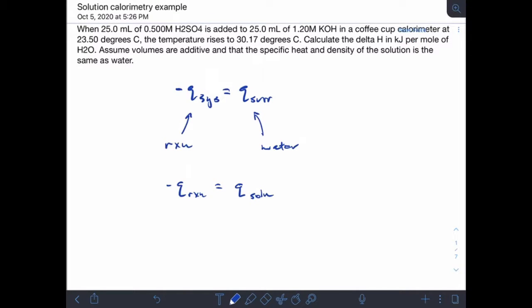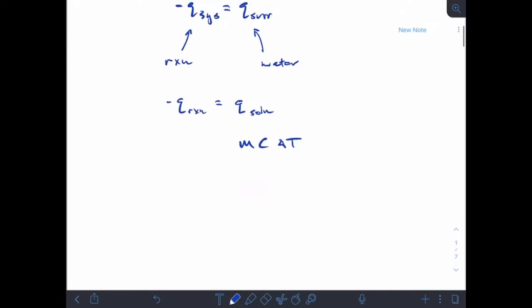So we're told that the volumes are additive and the specific heat and density of the solution is the same as for water. So Q equals MC delta T for the solution. For my mass, I'm told that the volumes are additive and the density of water is 1 gram per milliliter. So if I have 25 milliliters, I have 25 grams. So my total mass will be 50 grams.